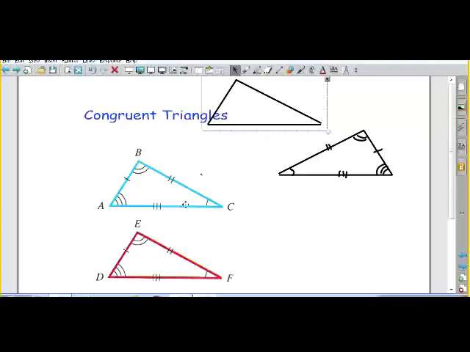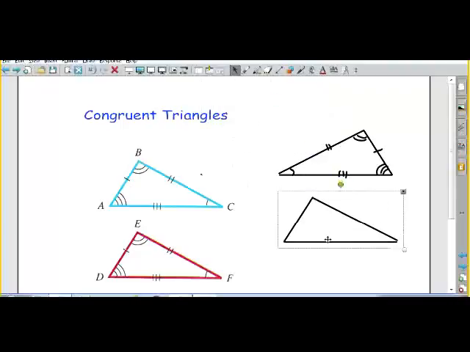And also, just because they're not aligned in the same direction doesn't mean they're not congruent. The important thing is that all the lengths of the sides are equal to each other, and the angles are equal to each other. So that's what congruent means.